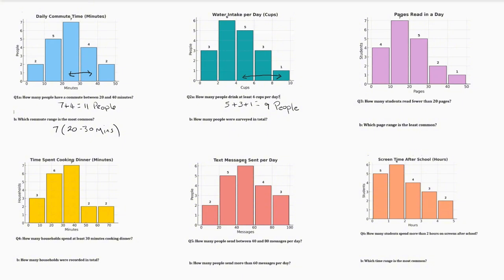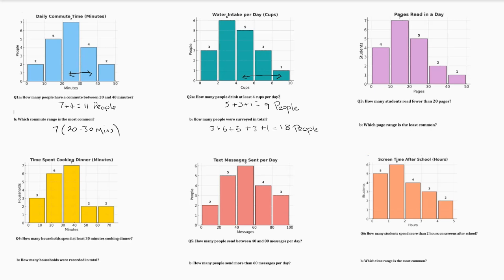How many people were surveyed in total? So this is people again, and this is cups. So how many people in total? That means all of these people need to be included in this adding up. So we have 3 plus 6 plus 5 plus 3. So in total, in this data, there are 18 people. How are we doing? You getting there?